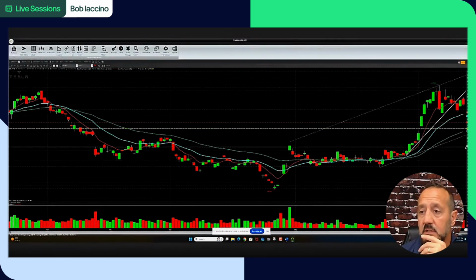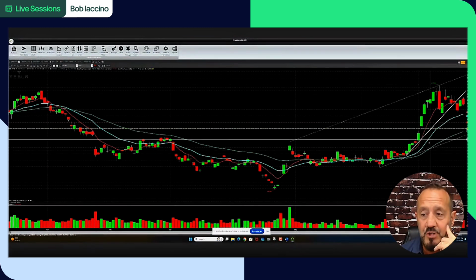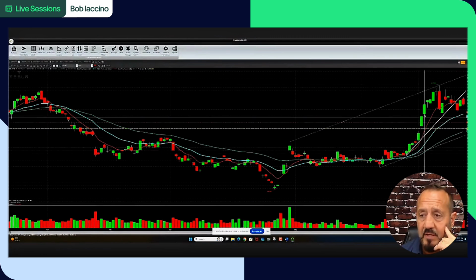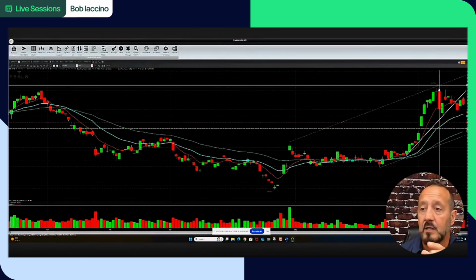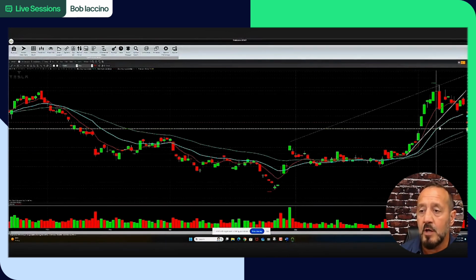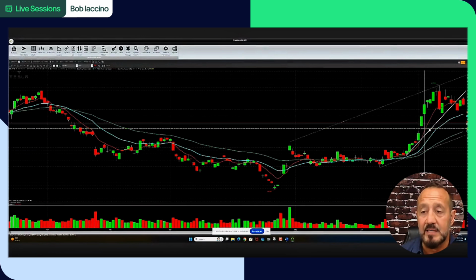Let me get rid of this. So these two light blue lines are our channel. And within that upward sloping channel, we had a parabolic move in Tesla, where you can see here, it was something in the range of up 10 of 11 sessions right in here, right? Something like that. Don't quote me on the number. So I was able to draw another trend line within that channel. This top blue and this bottom white form a wedge, and you can see it, right?